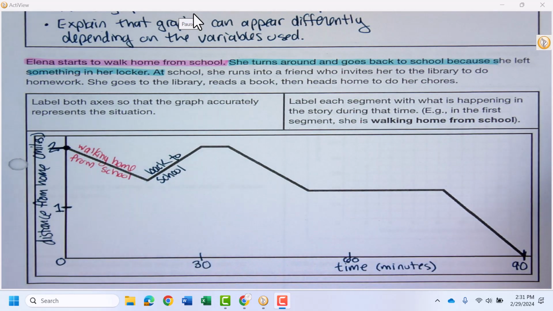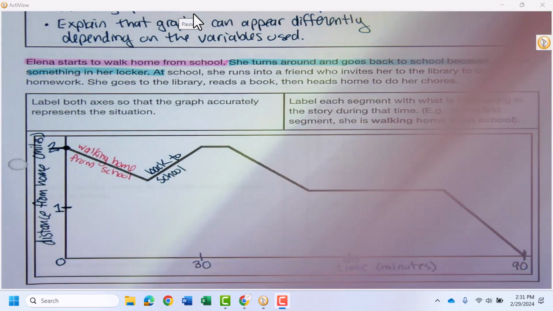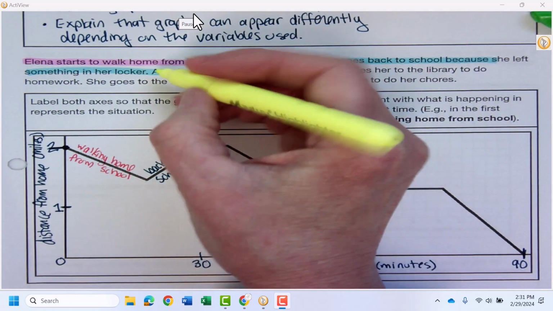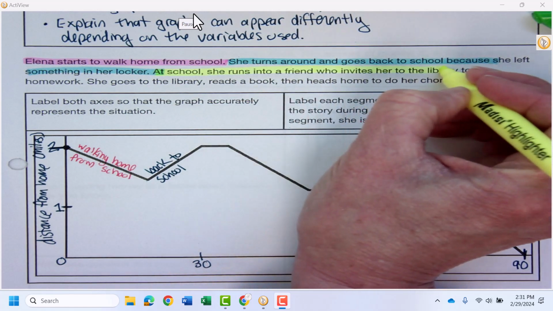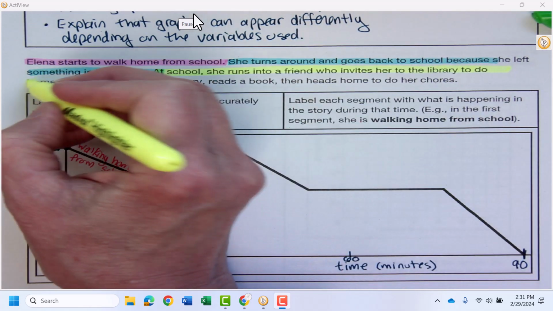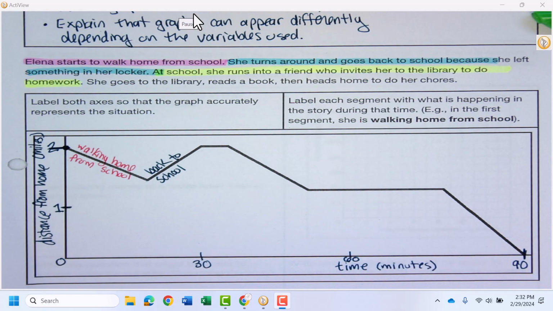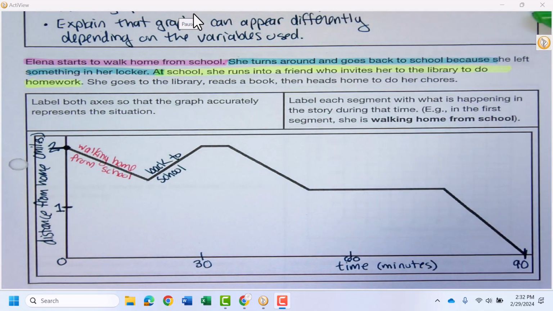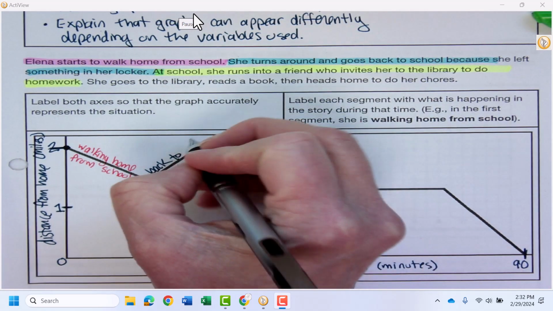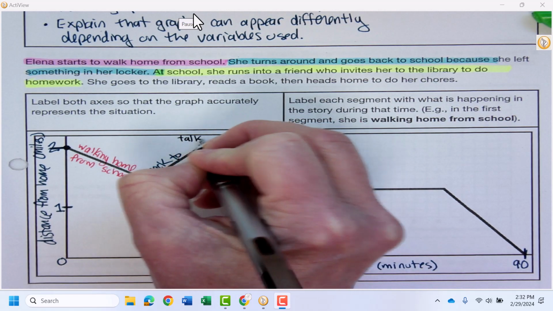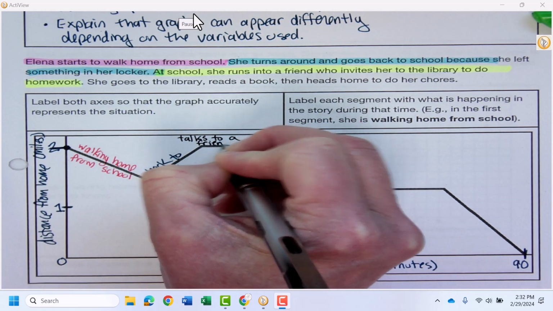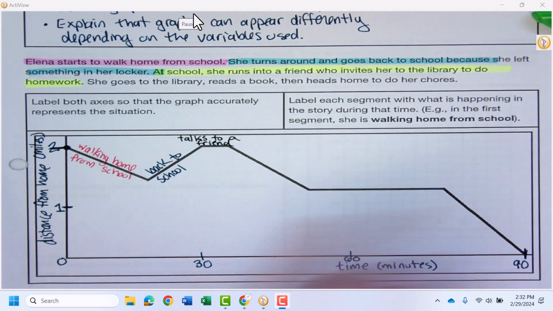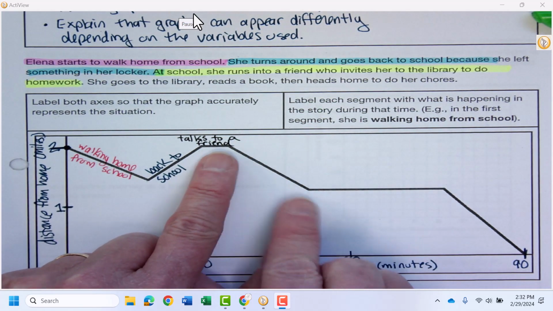I wonder what's happening. It says, at school, she runs into a friend. Oh, I think I know what's happening. She's talking. The friend invites her to the library to do homework. Okay. So this is the part where she talks to a friend.